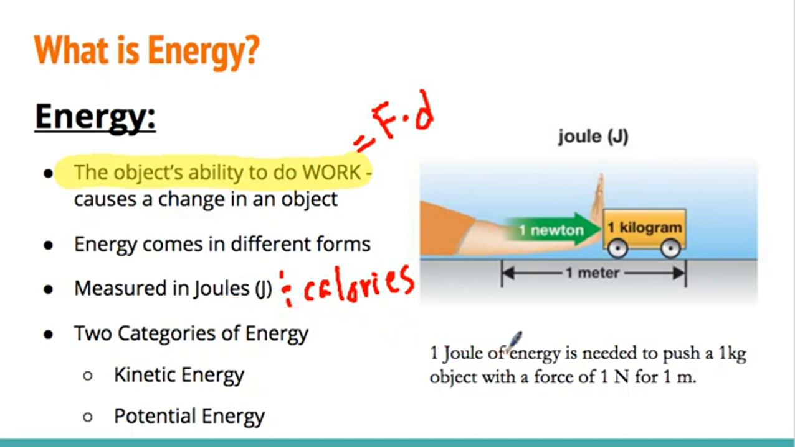If I said something went 1 meter, you probably know what 1 meter looks like. But what does 1 joule of energy look like? It's basically if I took a 1 kilogram object and pushed it with 1 newton of force, 1 meter. That would take 1 joule of energy to do that kind of work. So 1 joule is not a lot of energy, because it doesn't take much effort to push a 1 kilogram object, which is about 2.2 pounds, with 1 newton of force, 1 meter.